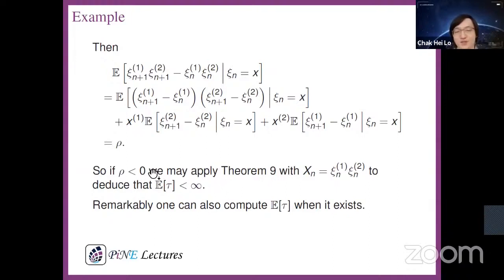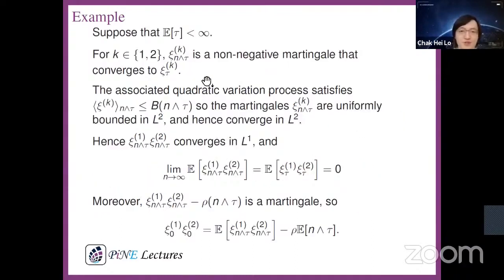The interesting thing is, after we know that this expectation is finite, we can actually compute exactly what the expectation of tau is. Let's see how we do it. Suppose that the expectation of tau is finite, so it means that we are in the region where rho is negative. For k equals 1, 2, we look at each coordinate separately. For each coordinate, psi n wedge tau is a non-negative martingale that converges to psi tau k when n goes to infinity.